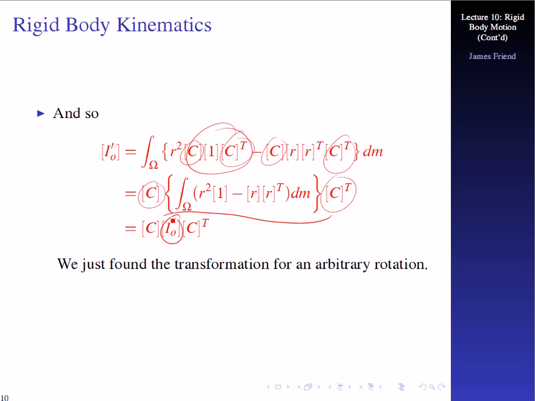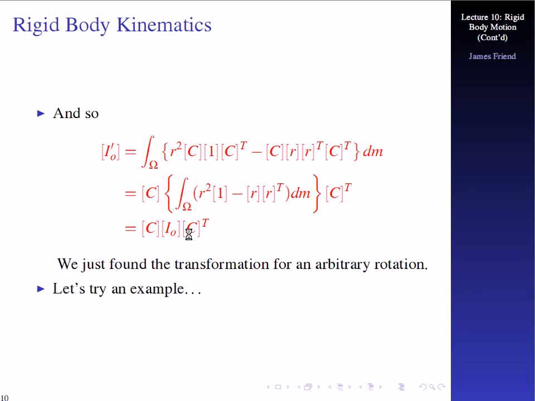Okay, we've just found the transformation for an arbitrary rotation. We've found what our inertia matrix would be for a new coordinate system compared to the old coordinate system, as long as we have some idea how we've rotated to go from one coordinate system to the other, through the direction cosines in c.